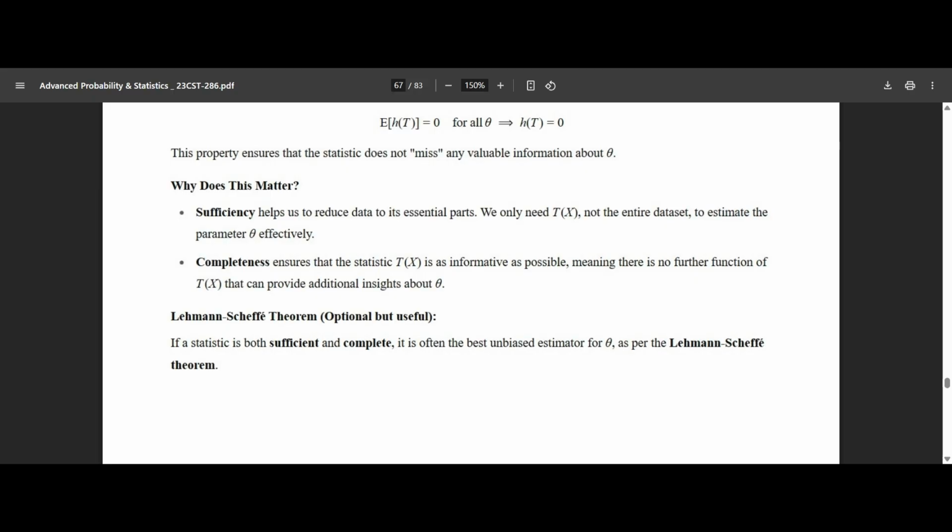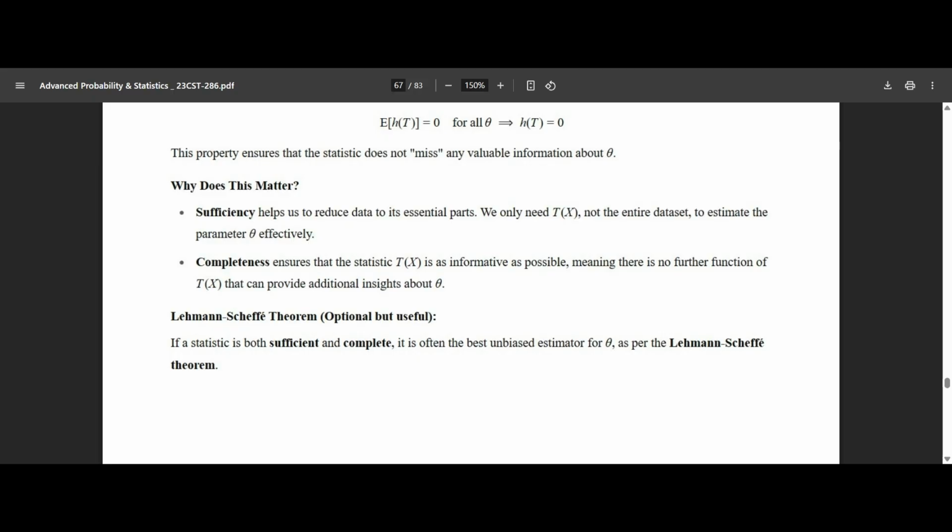So why does this matter? Sufficiency helps us to reduce data to its essential parts. It's like abstraction from object oriented programming, and completeness ensures that the statistic T(X) is as informative as possible, because if the expectation itself becomes 0, then how will you explore further? Okay, it's much like real life only. For example, if we don't have any expectation from something at all, how do we get the motivation of continuing? There's no motivation. Similarly, we cannot make the expectation zero either.